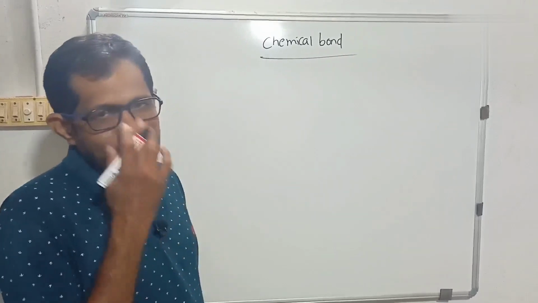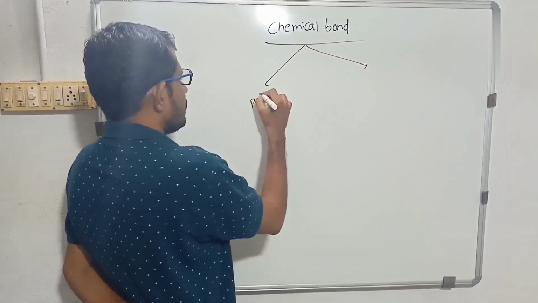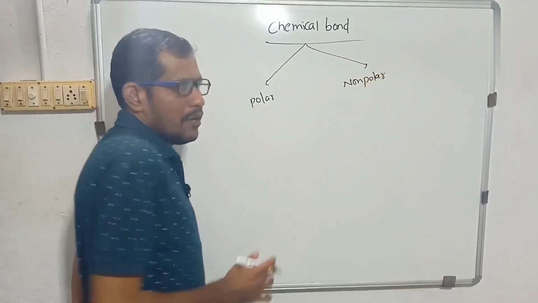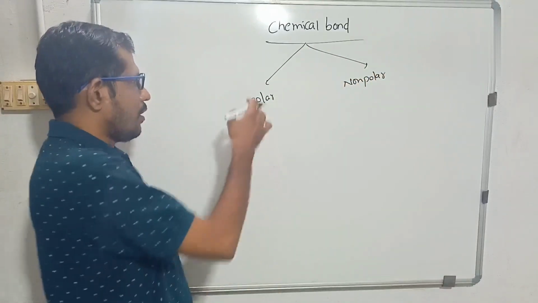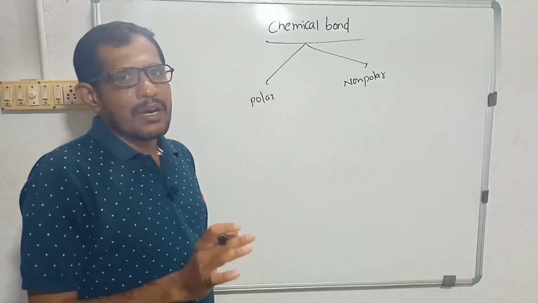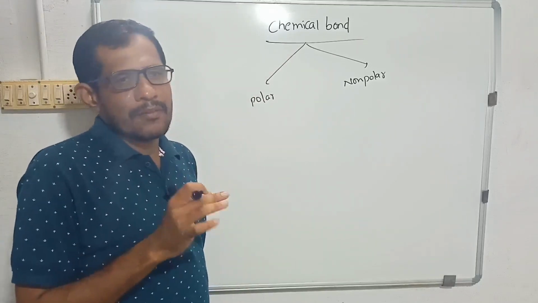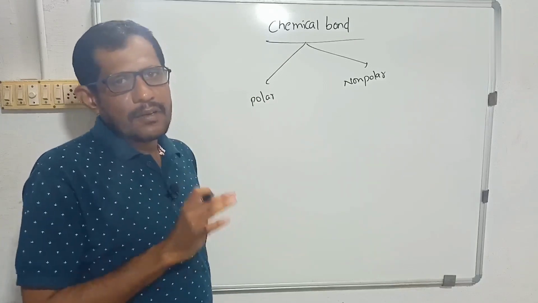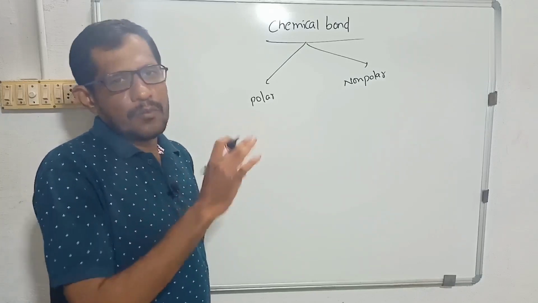Covalent compounds are of two types: polar covalent compounds and non-polar covalent compounds. Remember, ionic compounds are always polar, but covalent compounds may be polar or non-polar. By looking at the molecule itself, I will give you a tip: you can identify whether the compound is polar or non-polar.